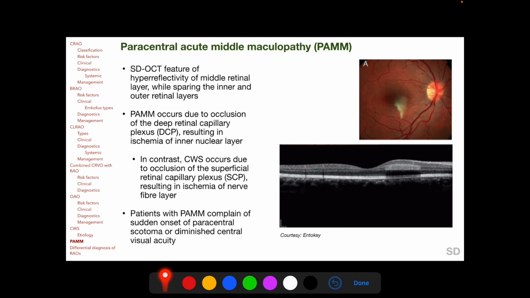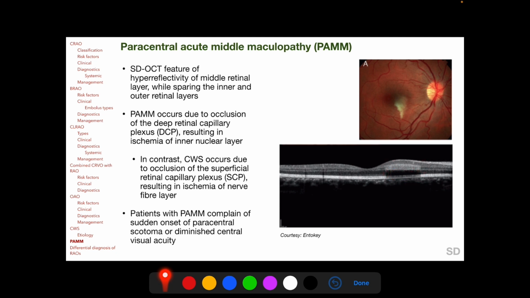PAMM occurs due to occlusion of the deep retinal capillary plexus, resulting in the ischemia of the inner nuclear layer, with the inner nuclear layer constituting the middle retinal layer on OCT imaging. So this is the normal appearance of the middle retinal layer or the inner nuclear layer, and this appearance of PAMM occurs when this layer becomes ischemic.